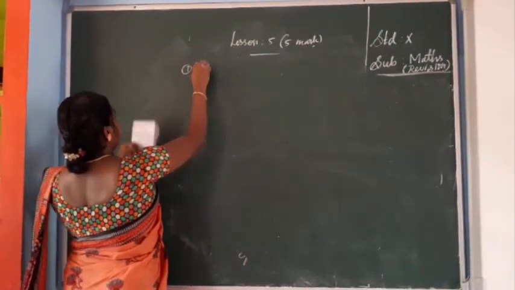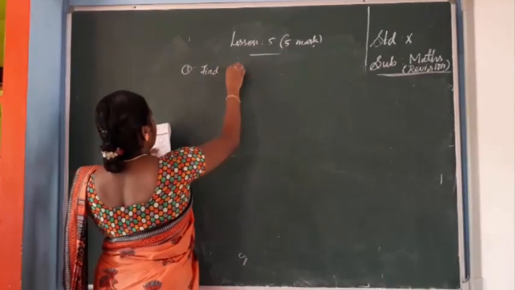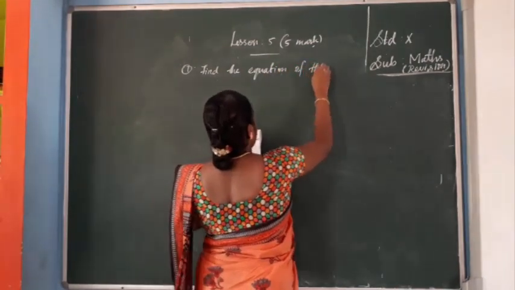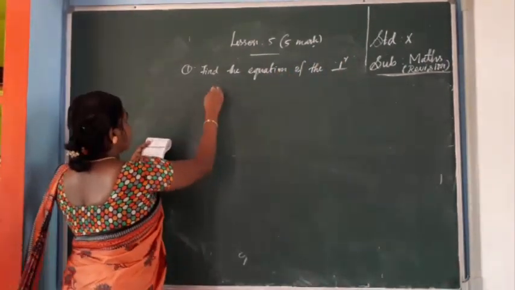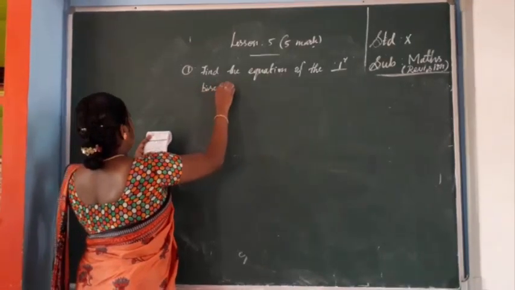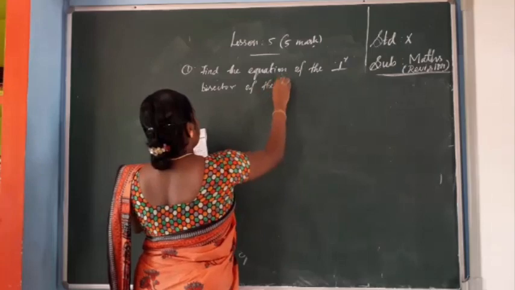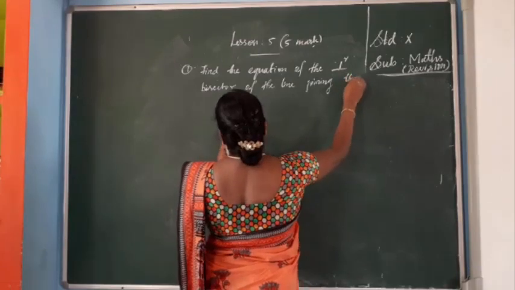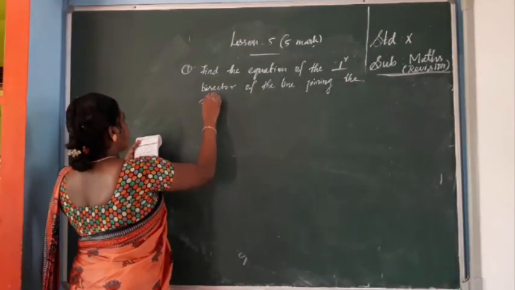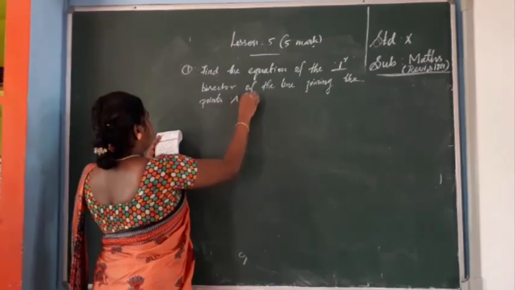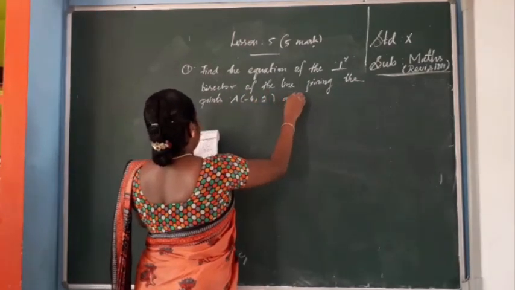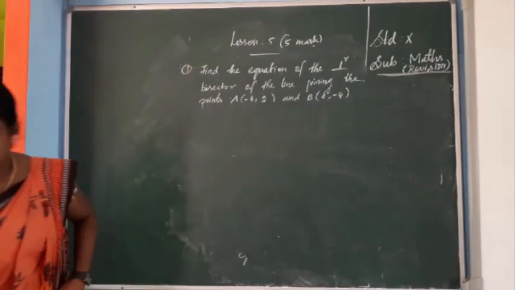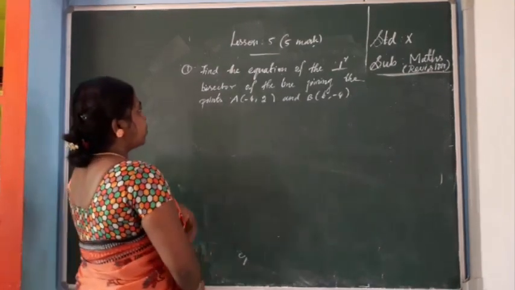First problem. Find the equation of the perpendicular bisector of the line joining the points A(-4, 2) and B(6, -4). We can do it. Only important problems I am teaching.